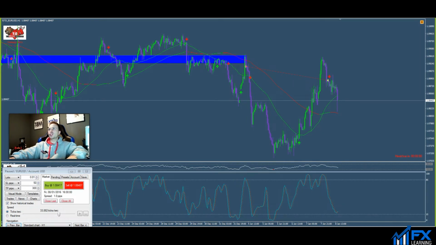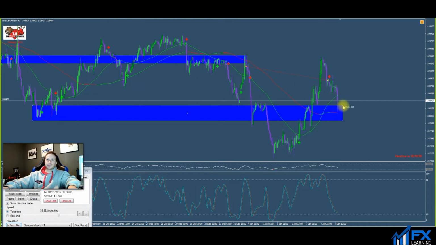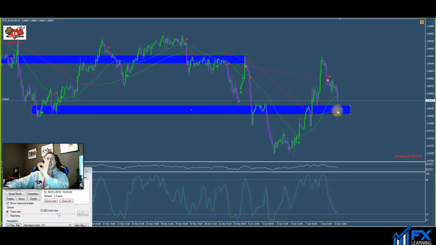Now, just to give me that extra confirmation on this trade, we've got a nice little support, so a nice little break. Let me just move this so you can actually see. Okay, there we go. A nice little break and retouch. So another break and retouch.